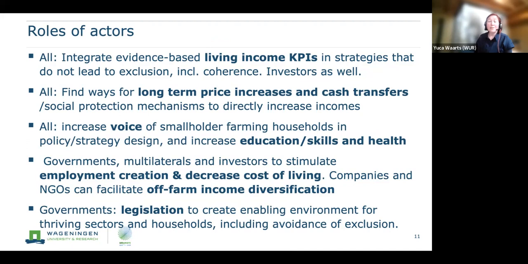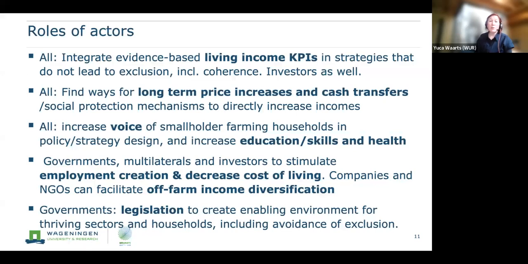We really need to find a way to structurally increase the income of households directly instead of indirectly, especially of the poorest, through cash transfers and price increases. That's really an important thing to be looked at. Increase the voice of smallholders.